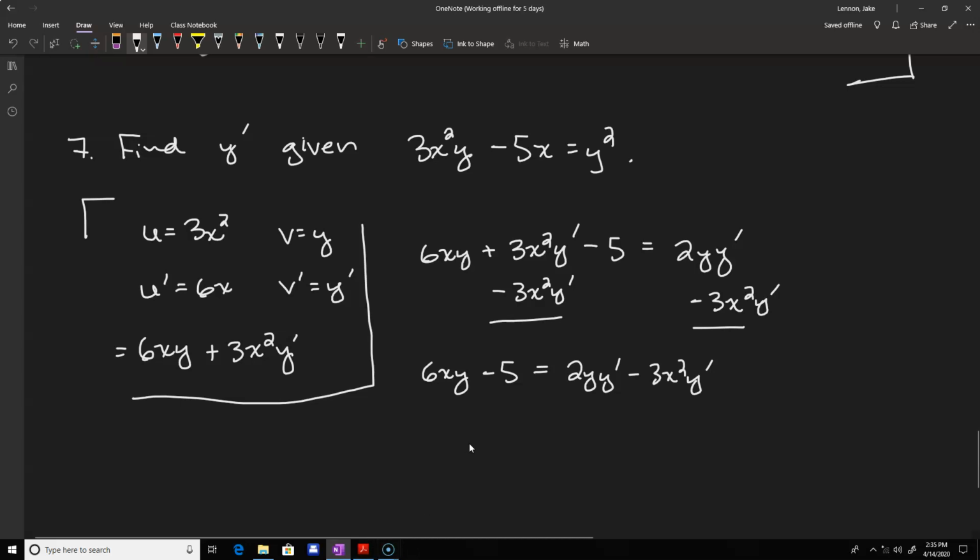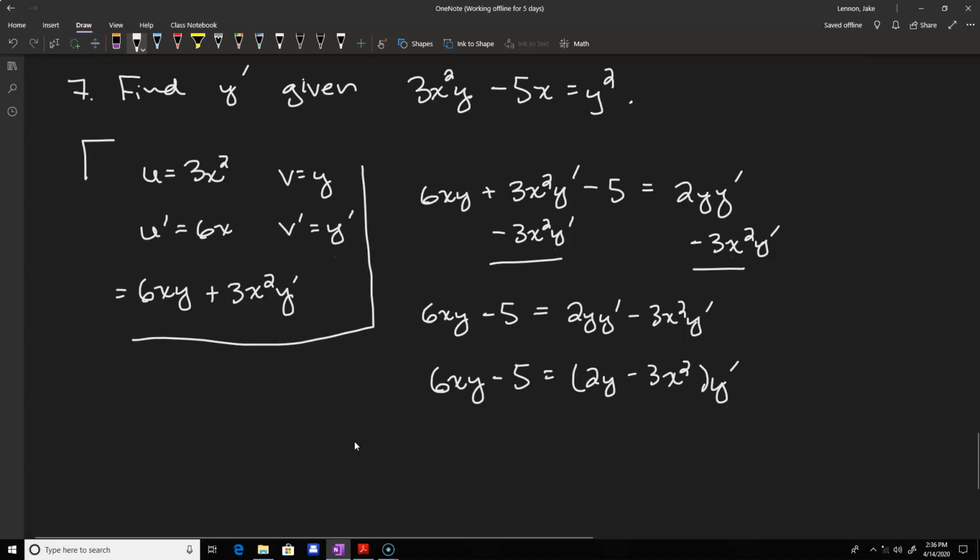And then we're going to factor that y prime out on the right hand side, so we get 6xy minus 5 equals 2y minus 3x squared times y prime. Then y prime is being multiplied by that parenthetical quantity 2y minus 3x squared, so we just divide on both sides by 2y minus 3x squared.